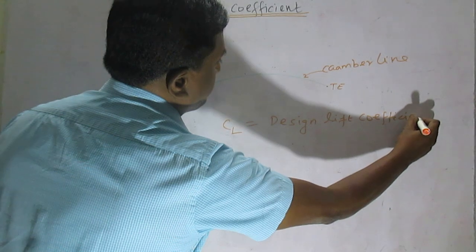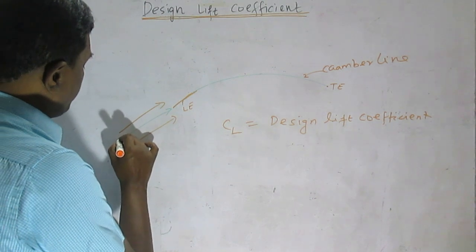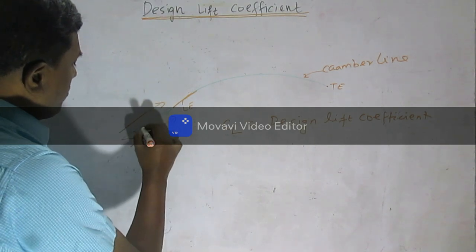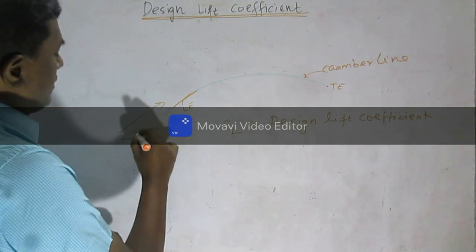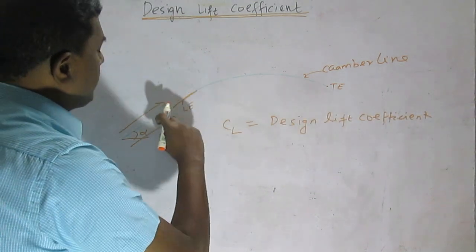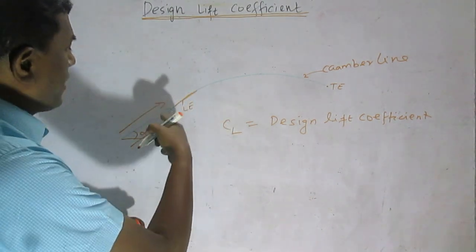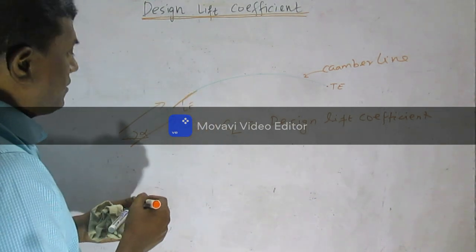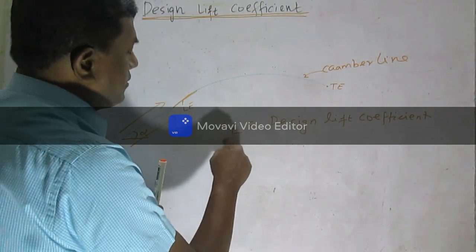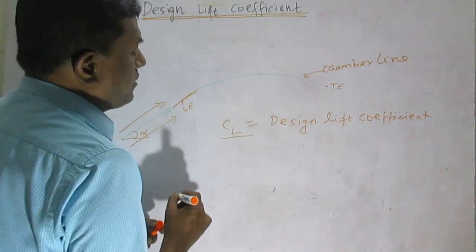Because at a particular angle of attack only, the local flow is subjected to that angle of attack, the local flow direction reaches the camber line and becomes tangent to it. At that condition, we get one lift coefficient, and that is nothing but the design lift coefficient.